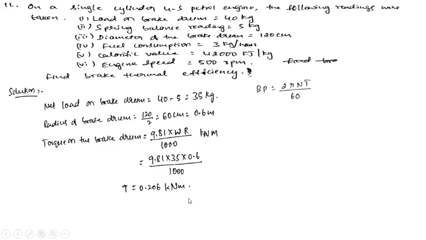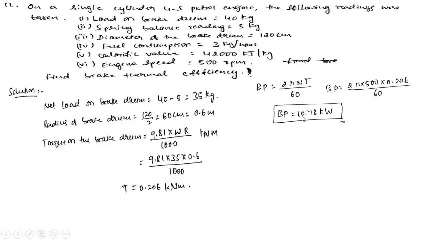Next, we will write the formula for BP. BP is equal to 2 pi NT by 60. So here I will substitute all the values for BP. BP is equal to 2 pi. Speed of the engine is 500 rpm, they have given here, and torque is 0.206 kilonewton meter divided by 60. So BP you are going to get as 10.78 kilowatt.